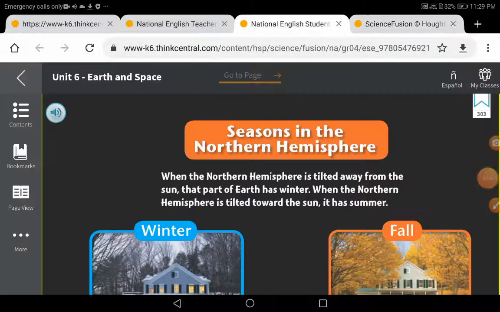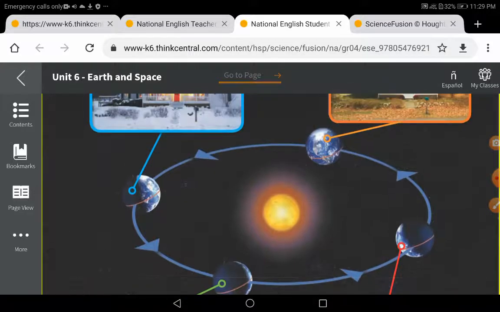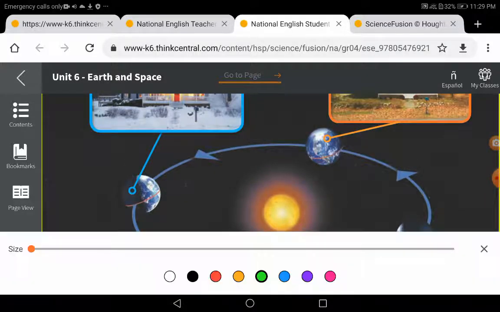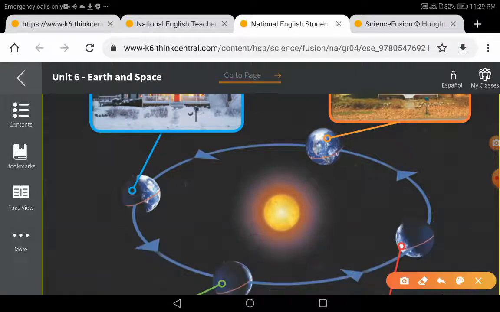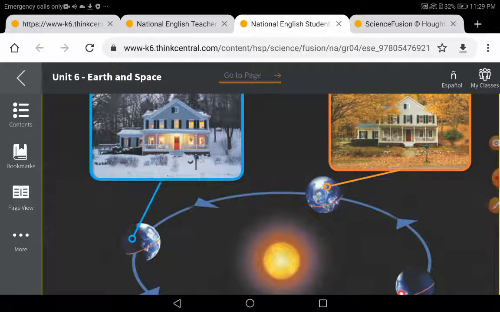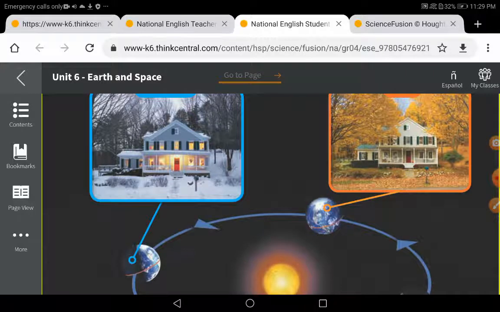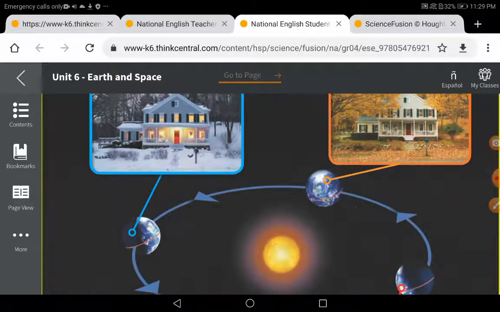Okay, let's see the book. Okay, as you can see here, it shows the revolution around the sun. We have position 1, 2, 3, and 4. So, for example, the north hemisphere in position 1, here, north and south, they receive the same amount of sunlight, so it's fall. North hemisphere is winter, because as you can see, it's very obvious.